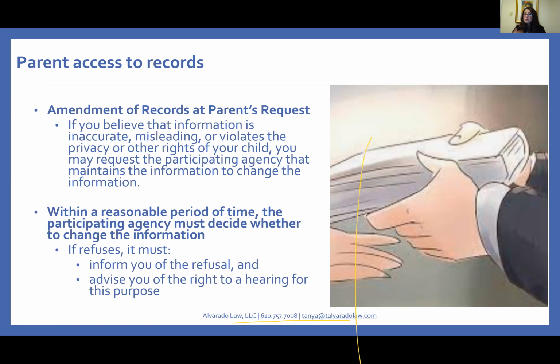So you make a request to the school that they amend the records. The school district has some choices. Within a reasonable period of time, they have to make a decision. If they say, nope, we're not going to change anything, they have to inform you in writing and advise you of your right to a hearing.